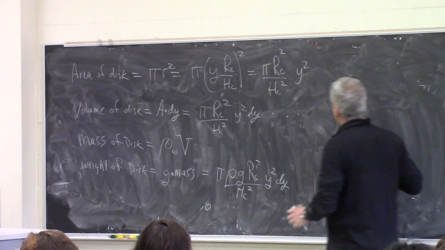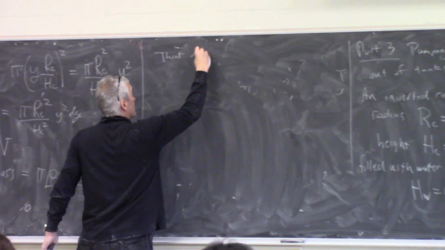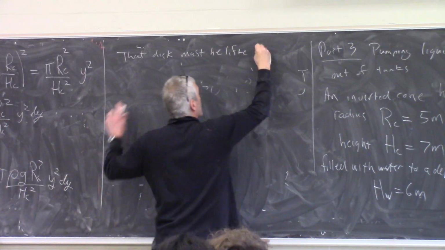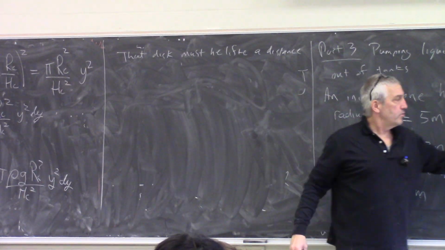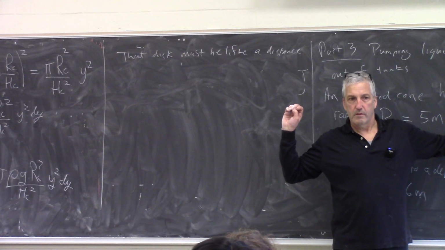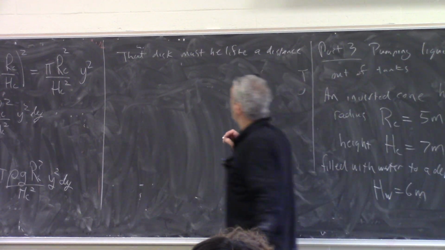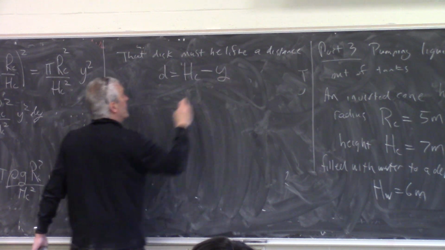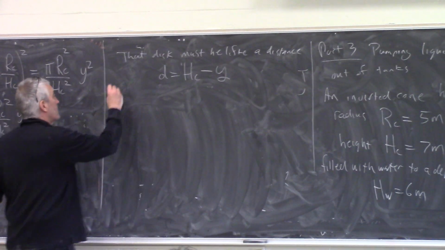Now, that disk has to be moved in order to get it out. Well, what is the distance that that disk needs to be moved in order to get it out of this cone? Say it again? Hc? Well, that's the height of the whole cone. Hc minus y. So it must be moved a distance d, which is Hc minus y. So the work to move that disk is the weight of the disk times that distance.